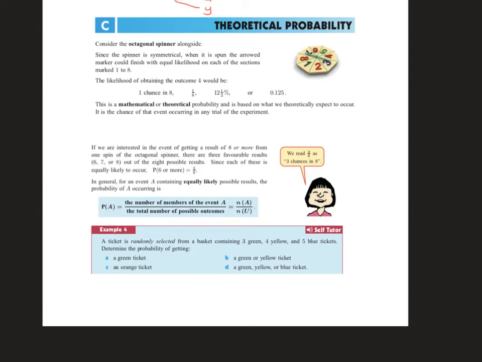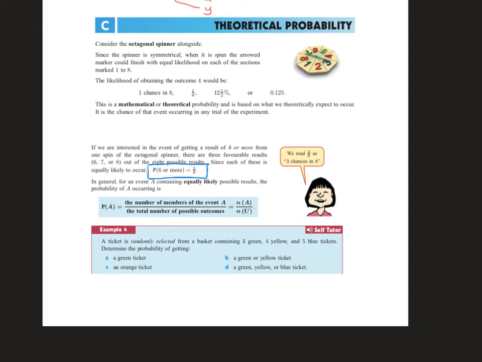Now notice the notation. Just like the statistics unit, notation is really important here. So they put that capital P to represent probability, and in parentheses they put the actual event. So 6 or more. What is the probability of that event occurring? Well, it's 3 out of 8.